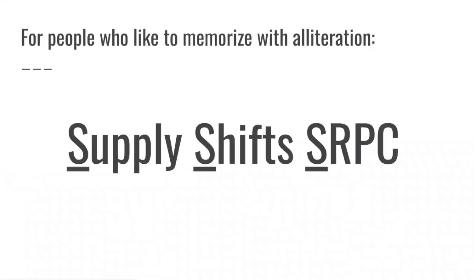And then for people who like to memorize with alliteration, I remember it this way. I think supply shifts, SRPC. So those S's, they kind of, supply shifts. So S is always together. And then it kind of just rolls off your tongue, so I feel like it's easy to memorize this one.